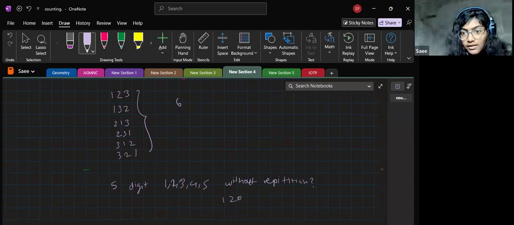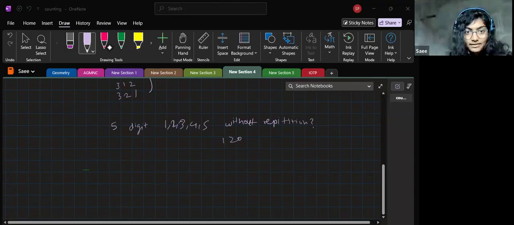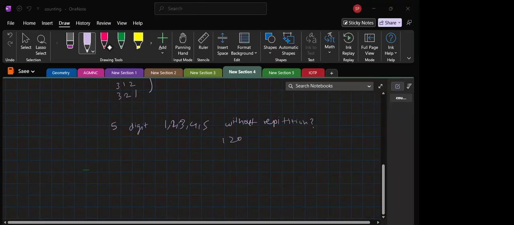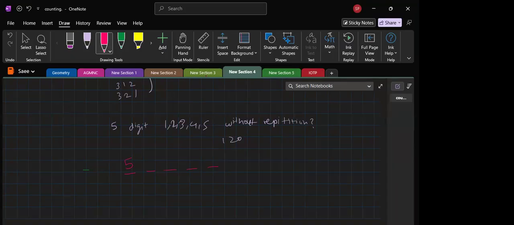120? Wow, you guys have some insane listing down speed. I guess everybody seems to know this already. Can one of you tell me how this 120 comes? We took five places for the five numbers. For the first place, we have five choices of numbers. Then we will use one number, and it will leave four numbers. Then we have four numbers left. Then gradually 3, 2, 1. And then 5 times 4 times 3 times 2 times 1, that's 120.